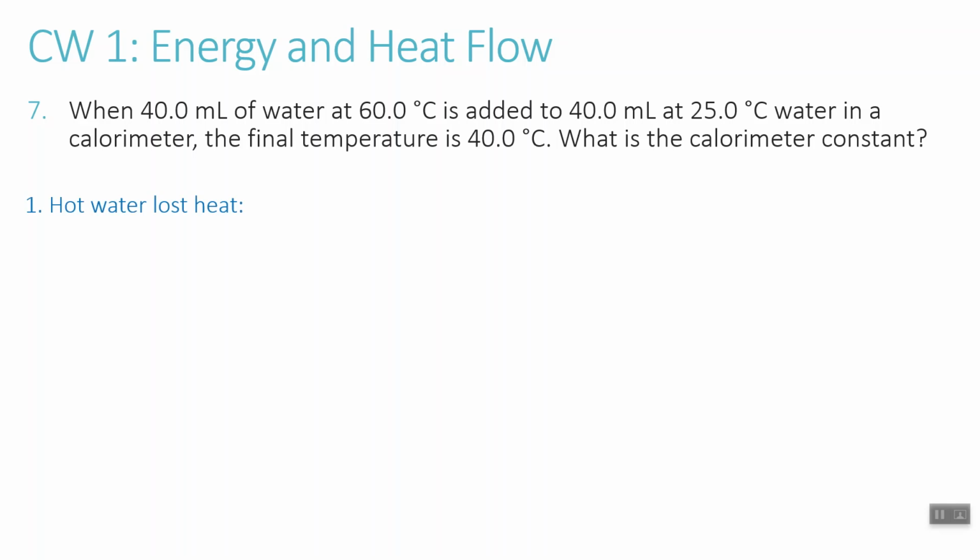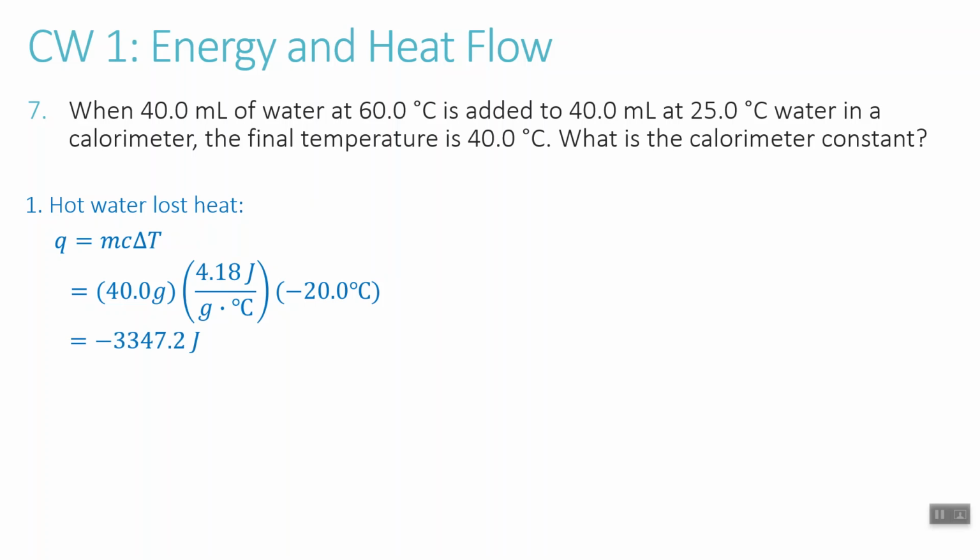So first, the hot water is going to lose heat. So the mass of the hot water is going to be 40 grams. The density of water is 1 gram per milliliter. And I'm going to multiply this by C and delta T. So the final temperature of the solution is 40. So we're going from 60 down to 40, which is a negative 20 delta T. So this is the amount of heat that was lost by the hot water.